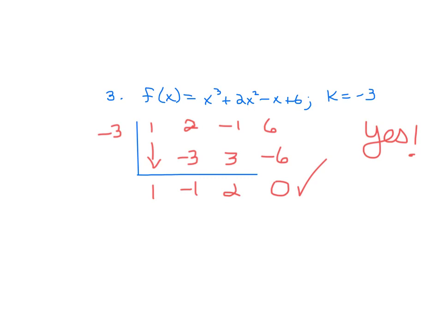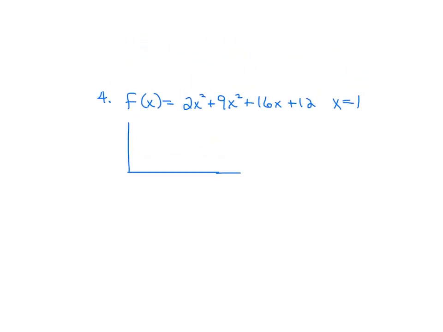One more example where it doesn't work. And we'll put in all the coefficients. So 2, 9. This is a typo. This should be a 3. 2, 9, 16, and 12. And now I start the synthetic division. My goal is to get a remainder of 0.